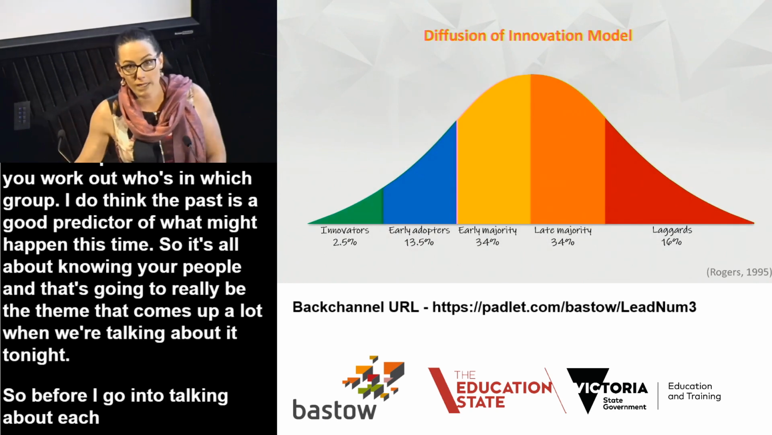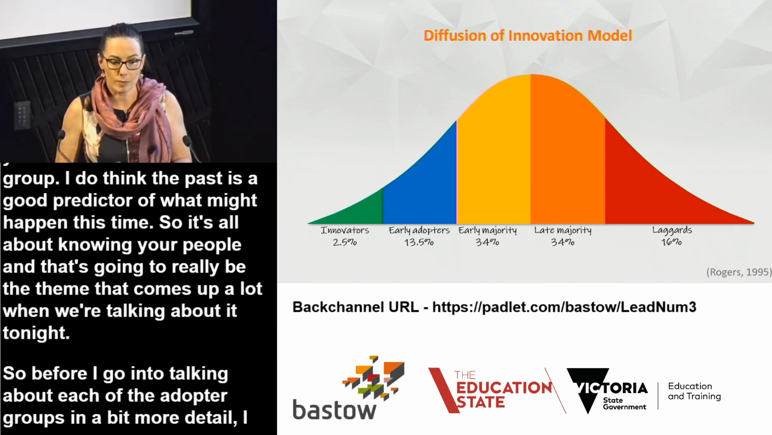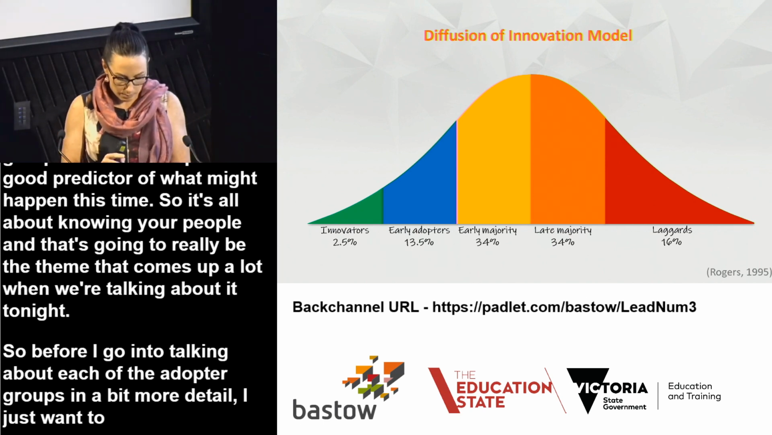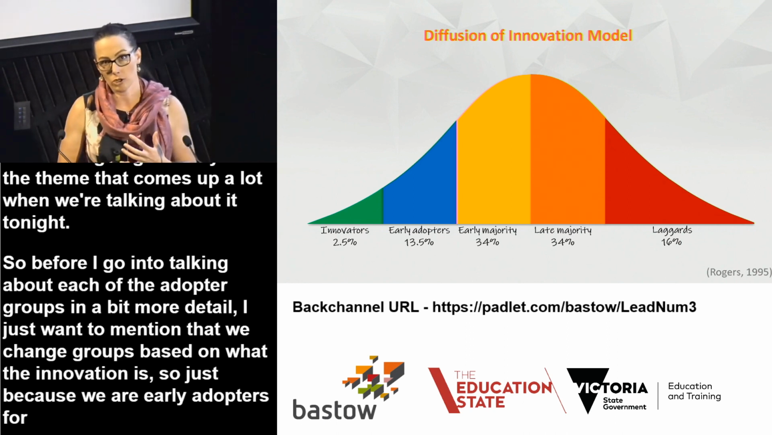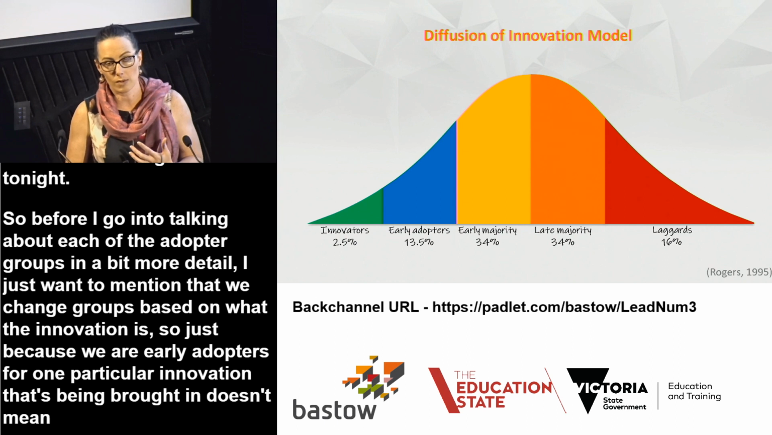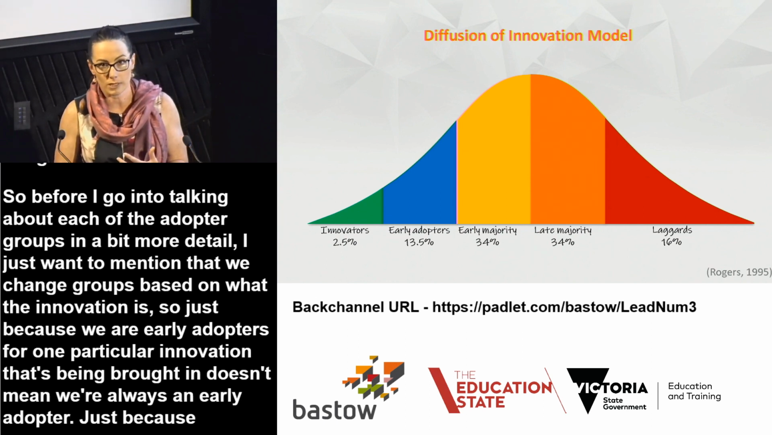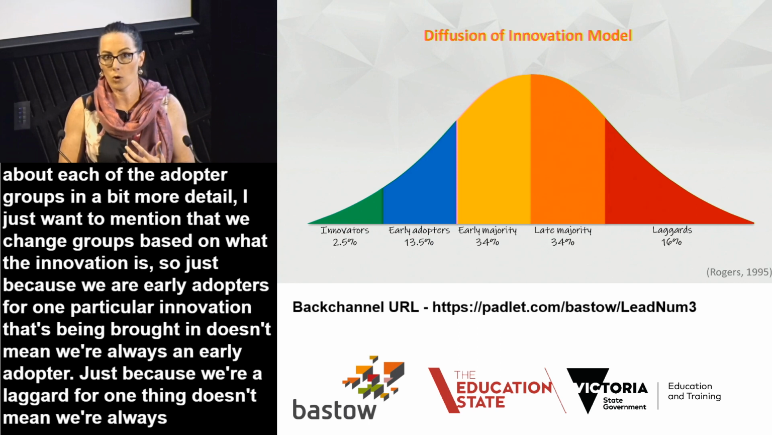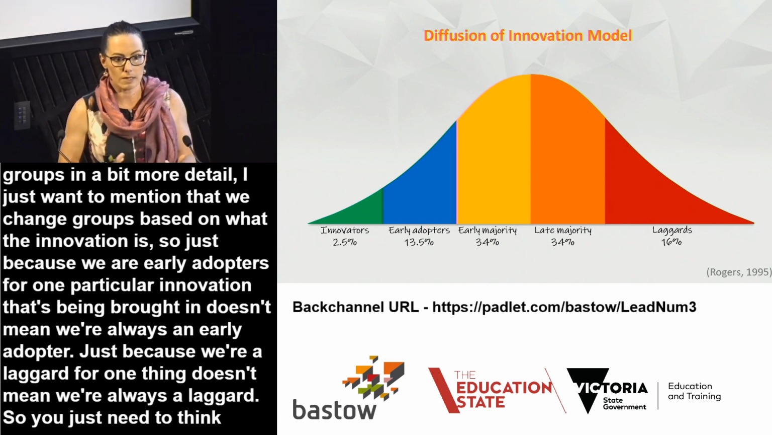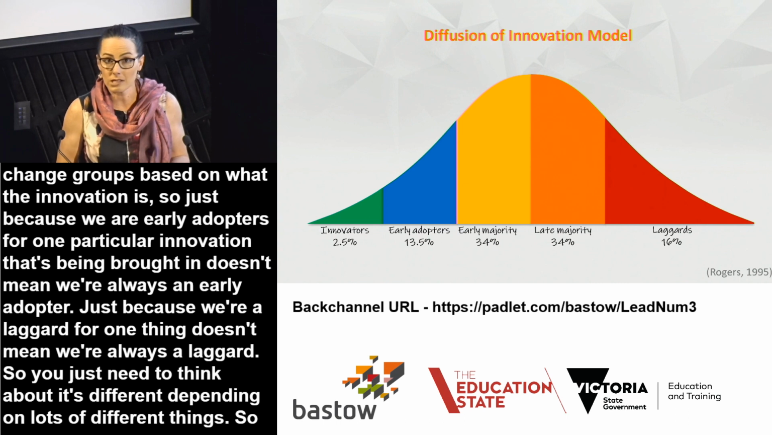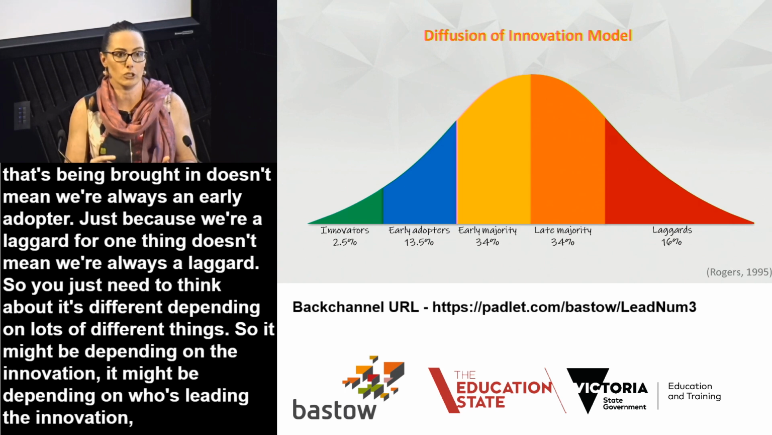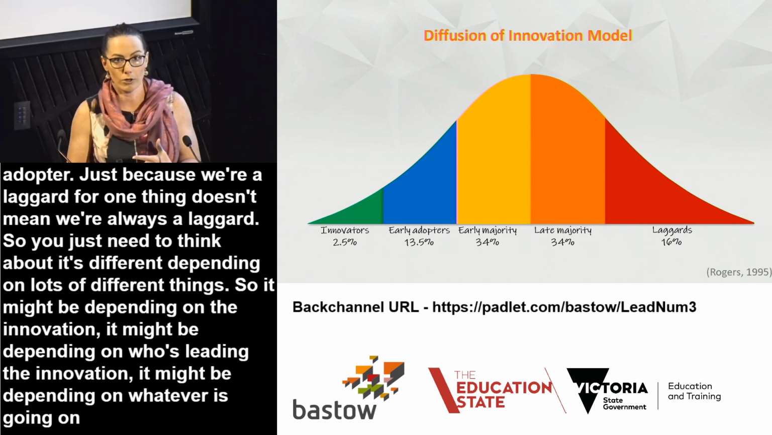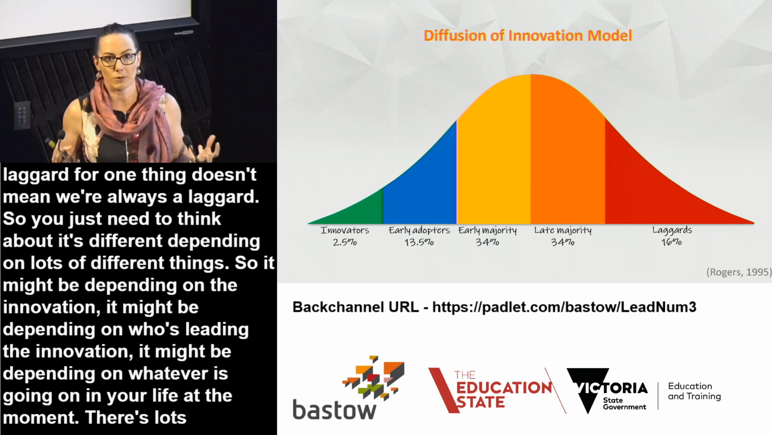Before I go into talking about each of the adopter groups in a bit more detail, I just want to mention that we change groups based on what the innovation is. So just because we are early adopters for one particular innovation that's being brought in doesn't mean we're always an early adopter. Just because we're a laggard for one thing doesn't mean we're always a laggard. It's different depending on lots of things. It might depend on the innovation, on who's leading the innovation, or on whatever's going on in your life at the moment. So there are lots of different reasons.